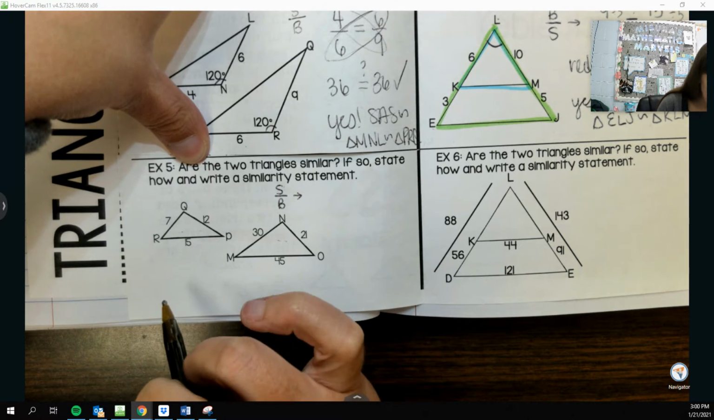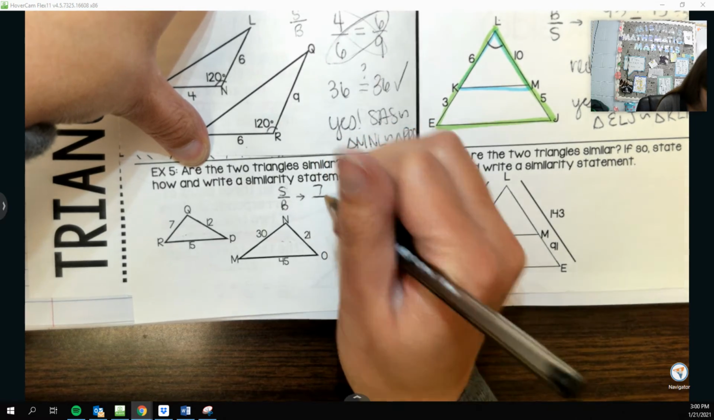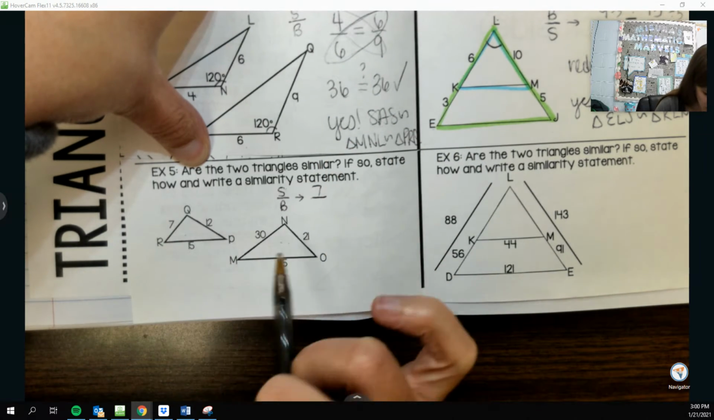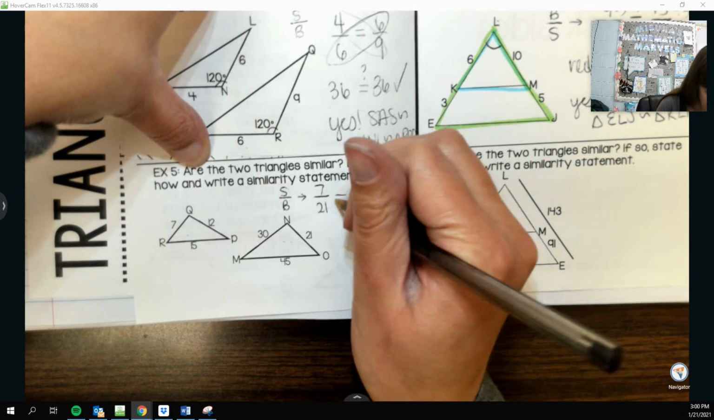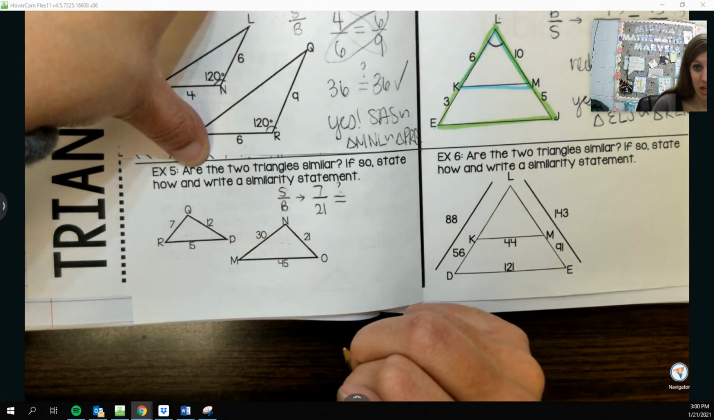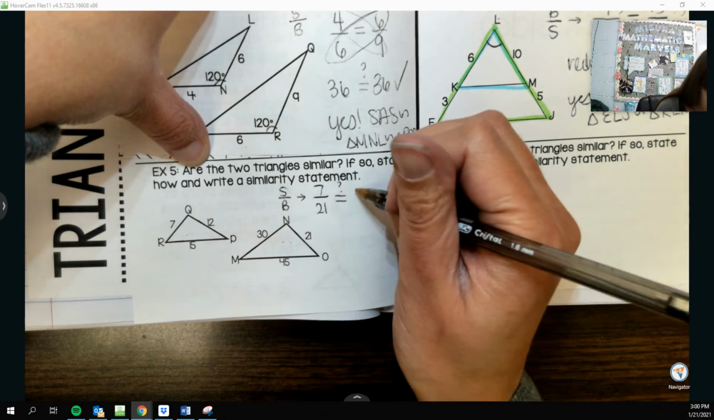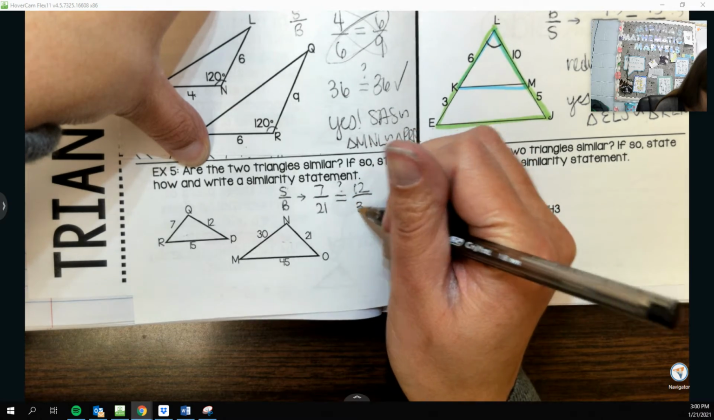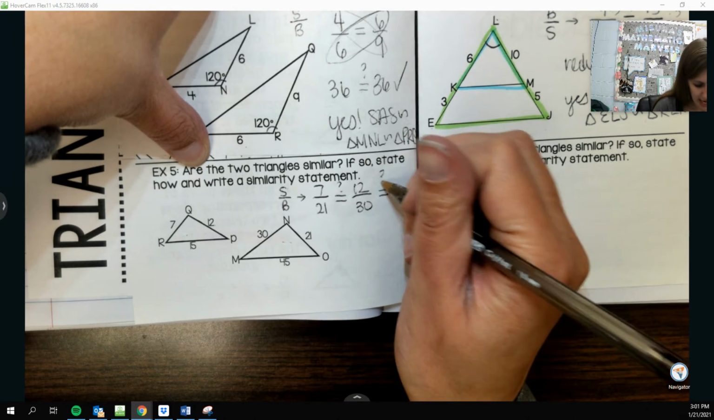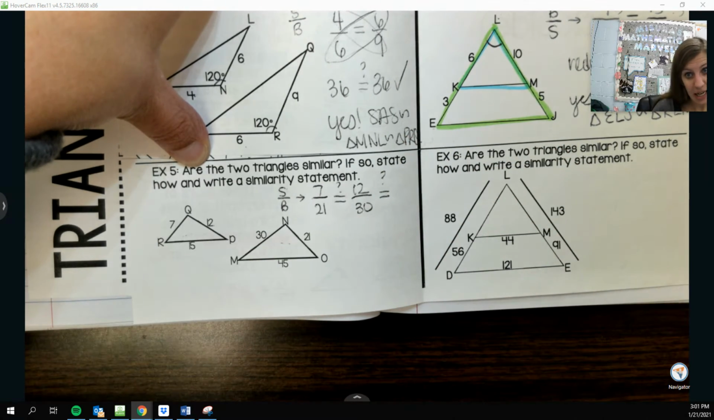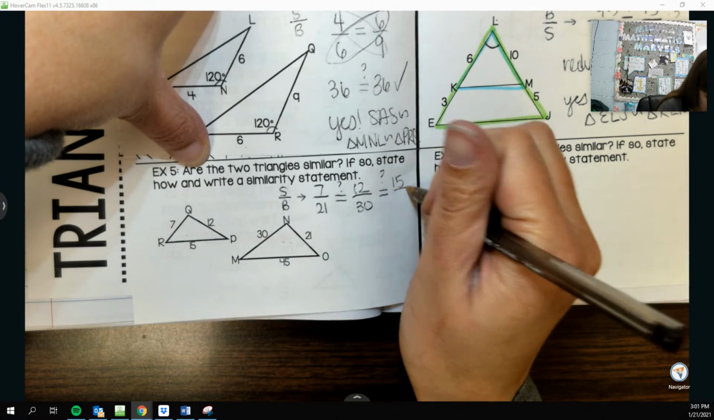So the smallest side on the small triangle is 7, which would have to match up to the smallest side on the big triangle, which is 21. Now the question is, is that going to be the same ratio as medium to medium? So 12 over 30. Is that going to be the same as the last one? And I have to check all three to do side, side, side. So 15 over 45.